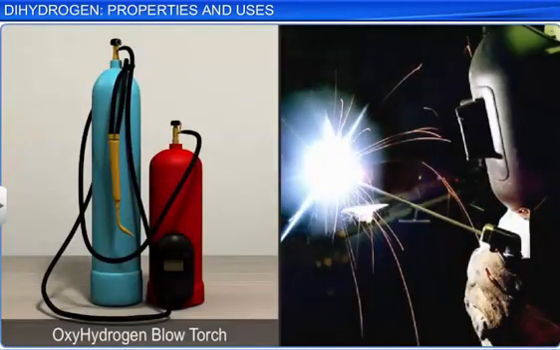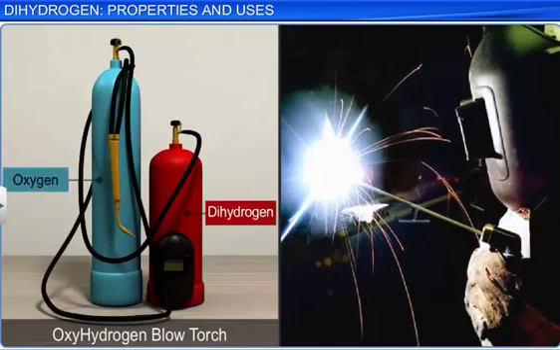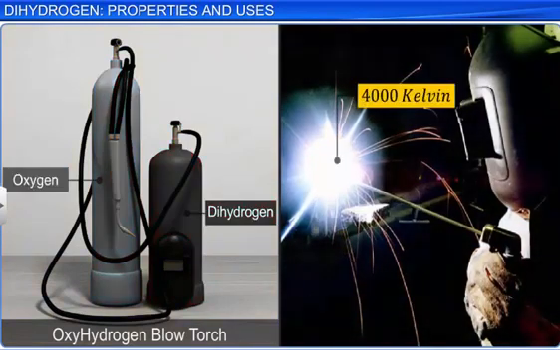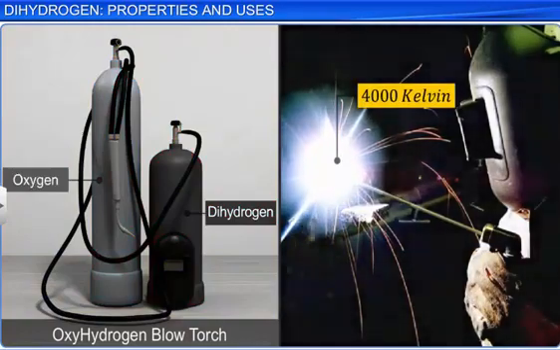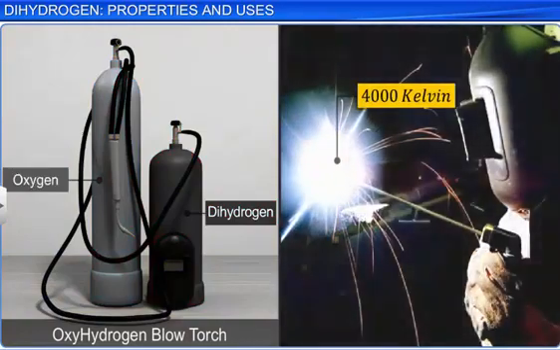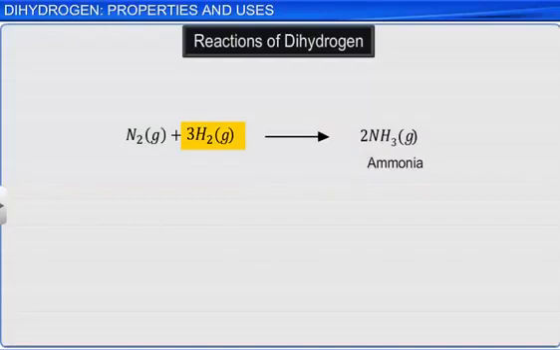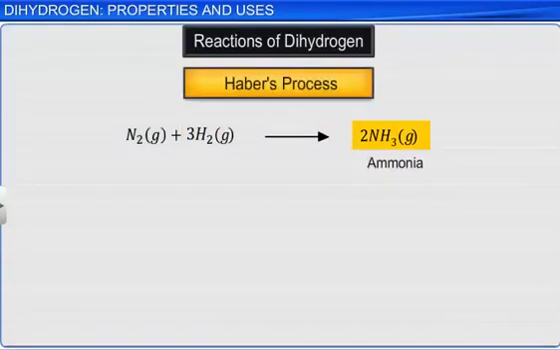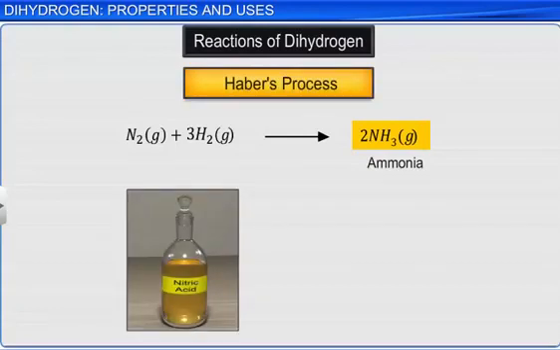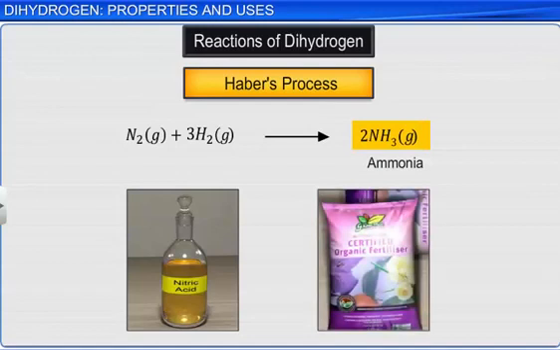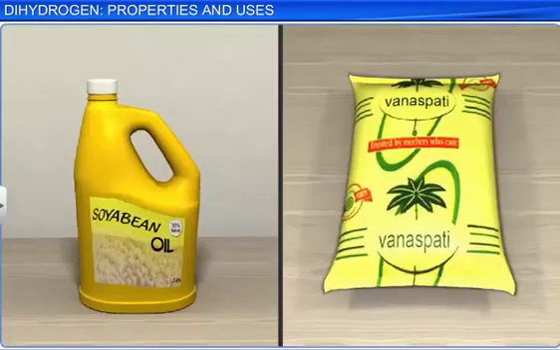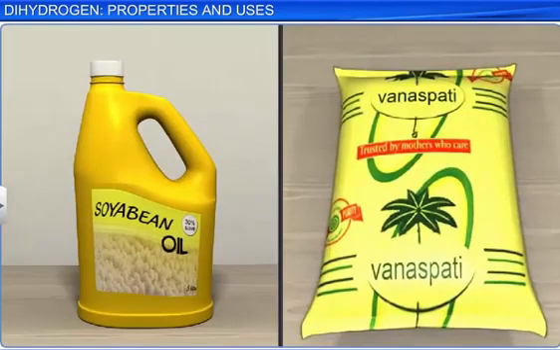An oxyhydrogen blowtorch that is used for cutting and welding purposes uses dihydrogen and pure oxygen. The reaction produces temperature of up to 4000 Kelvin. Dihydrogen is also used in the synthesis of ammonia by Haber's process to manufacture nitric acid and nitrogenous fertilizers. Dihydrogen is used in the manufacture of vanaspati.